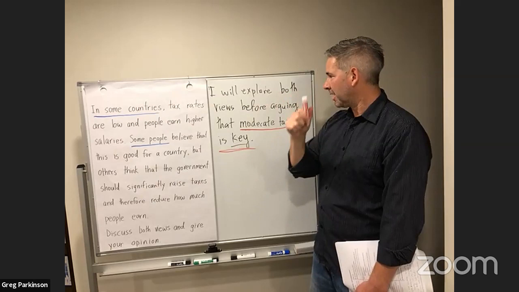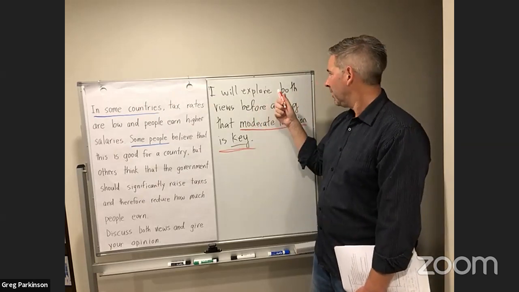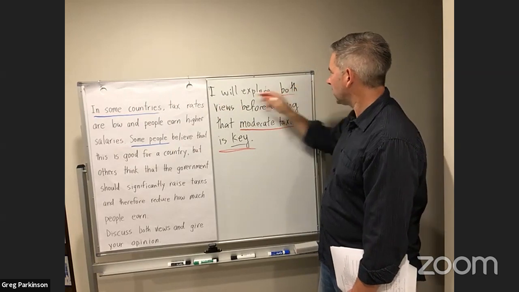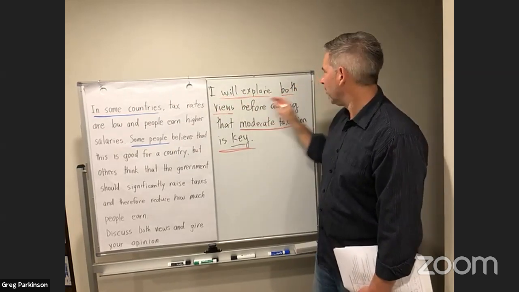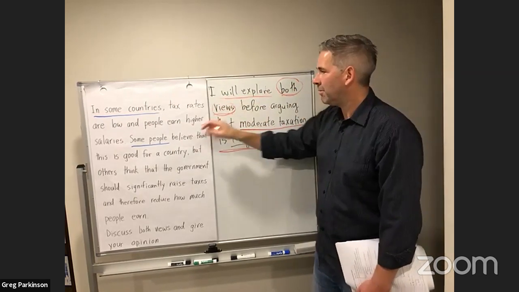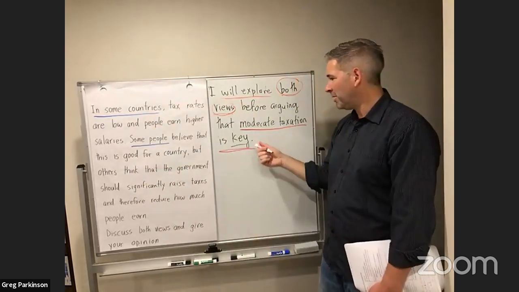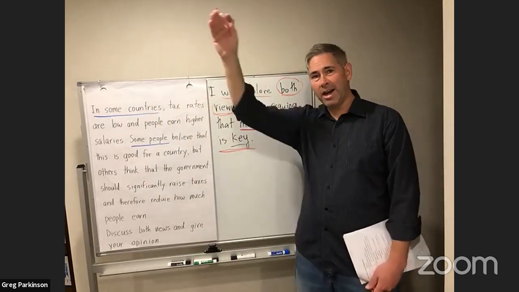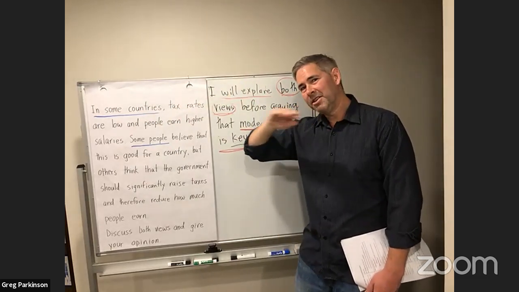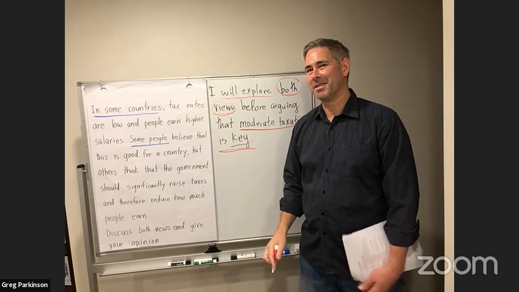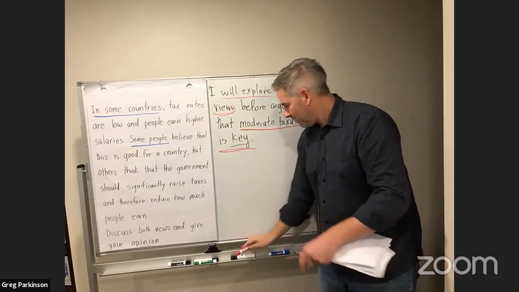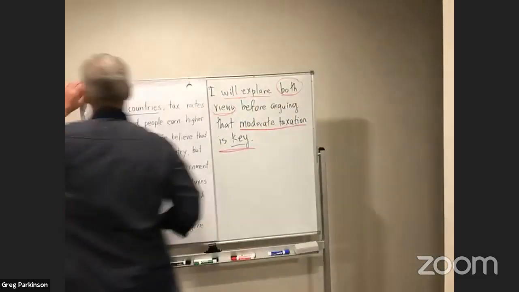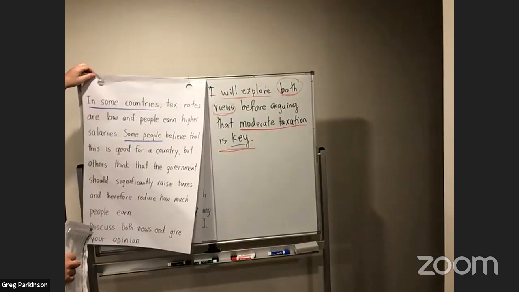So again, in case you didn't catch that, the preview, I will explore both views. So we already know what both views are because I've paraphrased. And then my position, which is different to avoid repetition, is not high tax, not low tax, nice and in the middle, the Goldilocks zone. So I just wanted to use this template. I'll bring it up for you again.